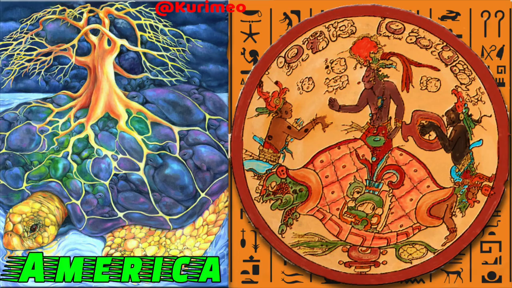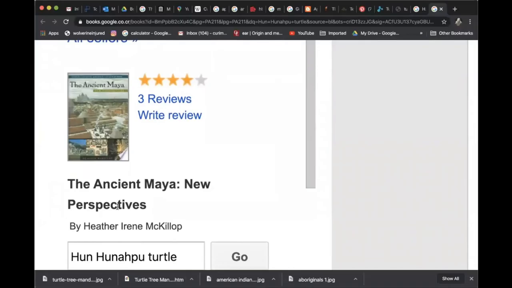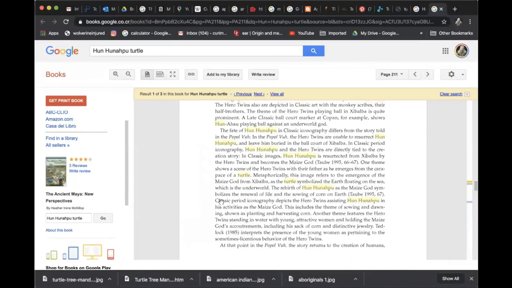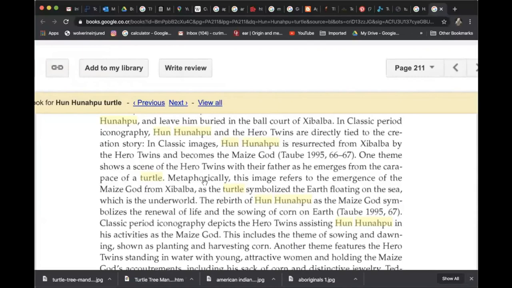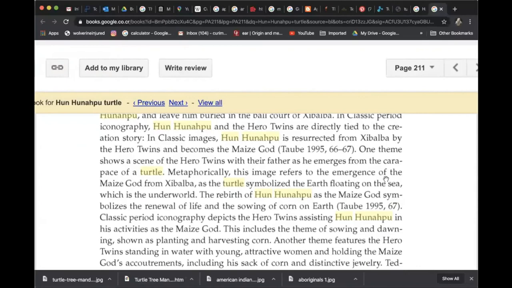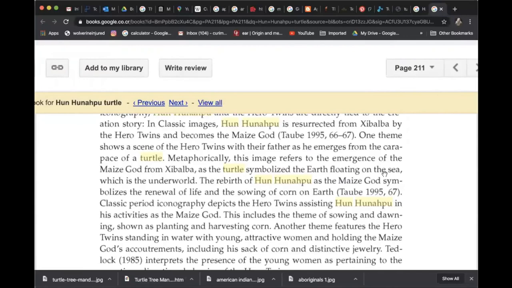Then right here it says, The Ancient Maya: New Perspectives by Heather Irene McKillop. And it says here that one theme shows a scene of the hero twins with their father as he emerges from the carapace of a turtle. Metaphorically, this image refers to the emergence of the Maize god from Xibalba, as the turtle symbolized the earth floating on the sea.